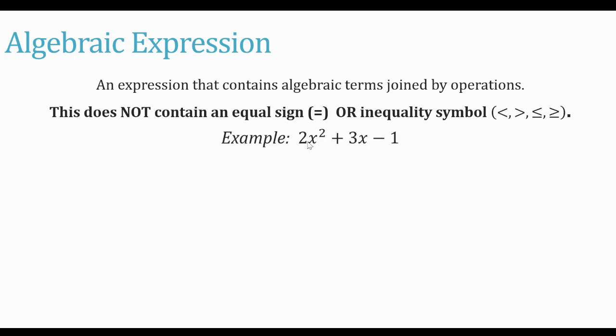Here's an example of an algebraic expression. We have terms, unlike terms, that are joined by these operations here. And you can see there is no equal sign, and there are no inequality symbols, such as less than, greater than, and all that stuff.